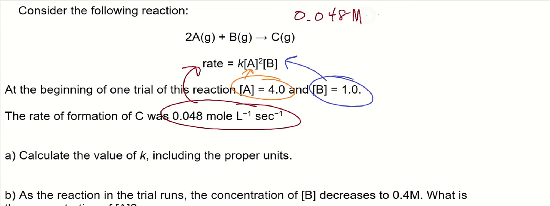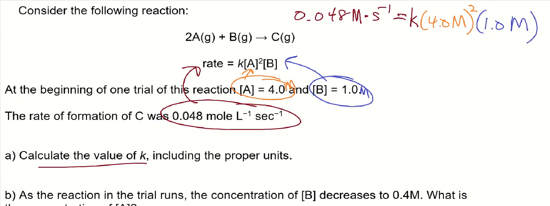0.048 molar seconds to the -1. Well, that's going to equal K, which is what we're solving for. It says calculate the value of K. A is 4.0. That's molar concentration, and that's second order with respect to A. So we're going to square that. 1, let's calculate for K.